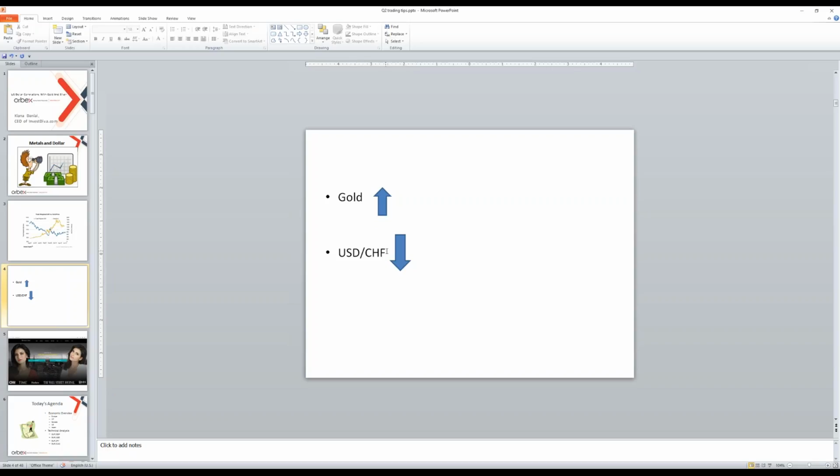Let's actually have this same format for all of it. So while gold prices go up, the Aussie dollar pair will go also up, right?